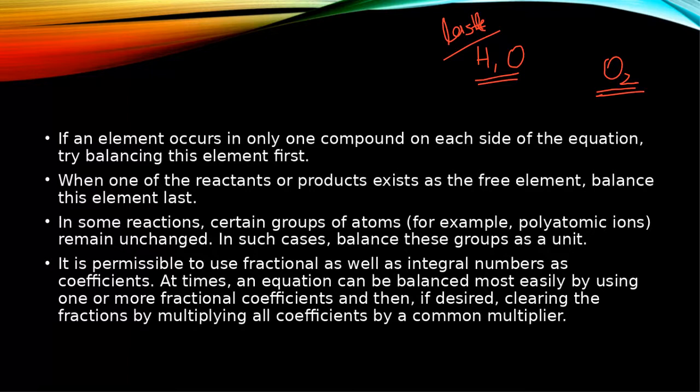In some reactions, certain groups of atoms, for example polyatomic ions, remain unchanged. In such cases, balance these groups as a unit. It is permissible to use fractional as well as integral numbers as coefficients. Generally, we want integral numbers, the whole numbers. Don't use fractional numbers. At times, an equation can be balanced most easily by using one or more fractional coefficients, and then, if desired, clearing the fractions by multiplying all coefficients by a common multiplier. Don't forget these rules, very important to complete this balanced reaction.